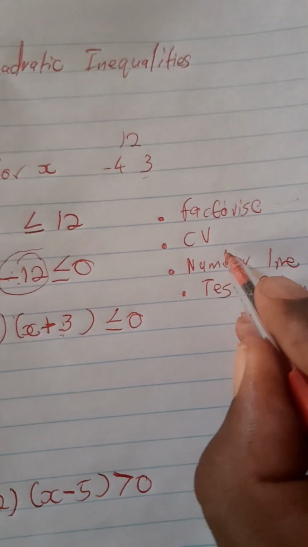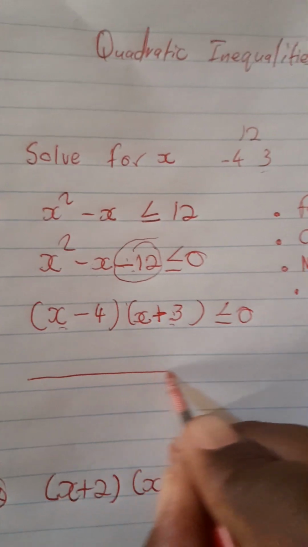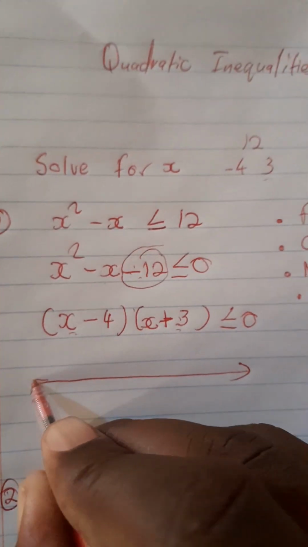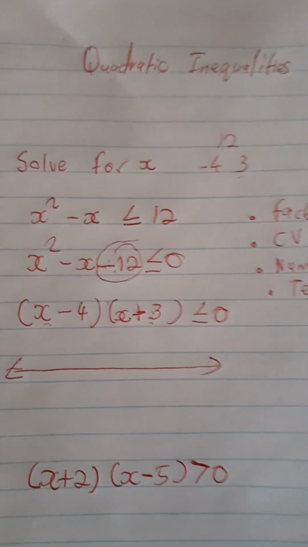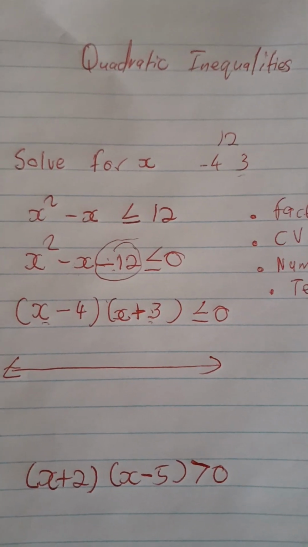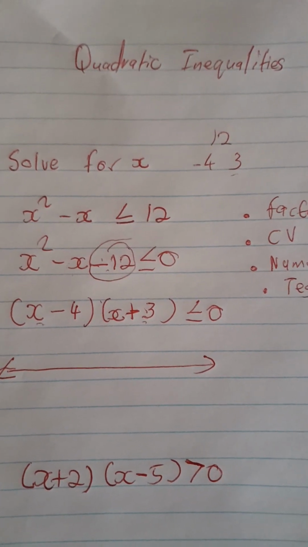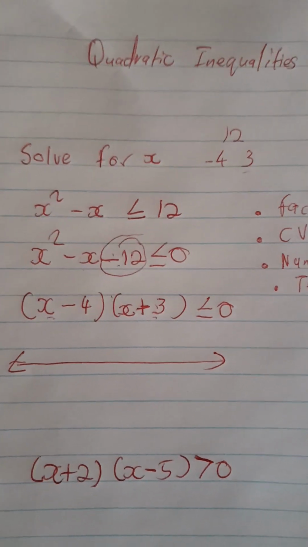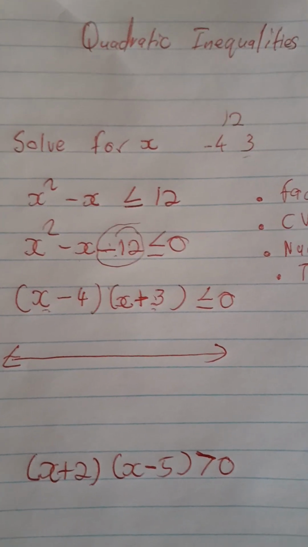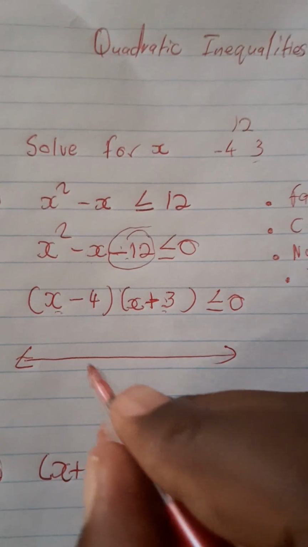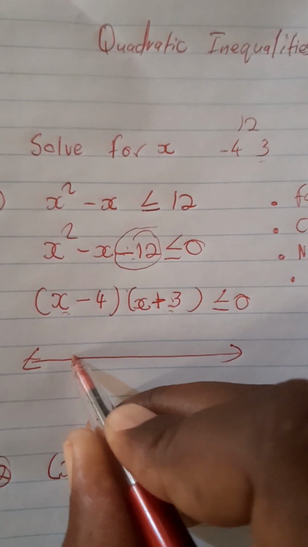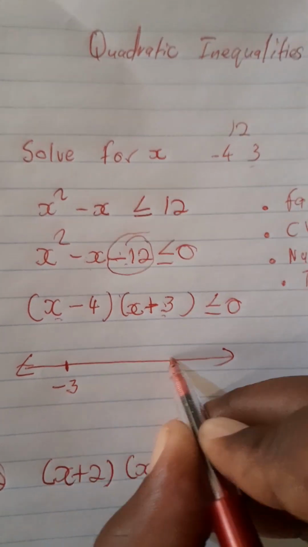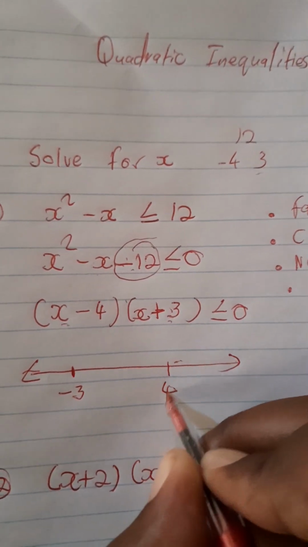Then what is the third step? Number line. Represent this in a number line. We are going to put what? The critical values. Guys, what are the critical values? Critical values are values of the variable that will make the inequality equal to 0, or the denominator of the inequality equal to 0. So that's what we call critical values. So you're going to place your negative 3 here, as well as your 4.